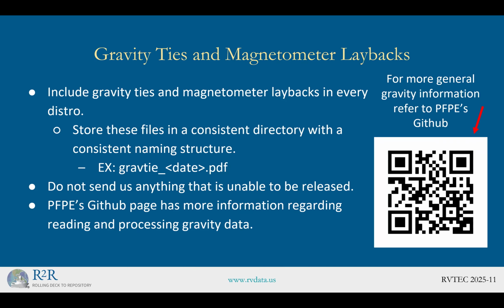Gravity ties and magnetometer laybacks. I've been waiting to talk about gravity ties for like a month, so this is very exciting for me. Please include them in every single distro you send us. We don't care if it's an old gravity tie or a new gravity tie. We want it every time. We ask that you treat them as any other file you would send to R2R. This means storing them in a consistent directory, ideally a high-level docs directory, and keeping a consistent naming structure. For example, grav tie, date, PDF, anything, as long as it's consistent.